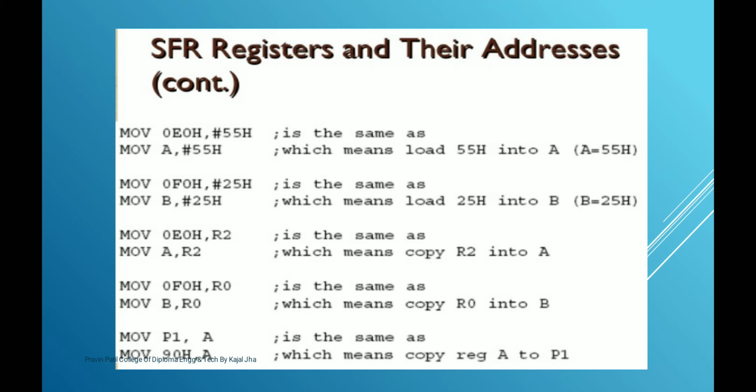Then MOV E0H, R2 is the same as MOV A, R2. That means the content of R2 is copied into A. Then MOV 0F0H, R0 is the same as MOV B, R0, that is, copy R0 into B. Then MOV P1, A is the same as MOV 90H, A. The address of P1 is 90H, which means copy A into the 90H location, or copy A into P1. This is the same thing.